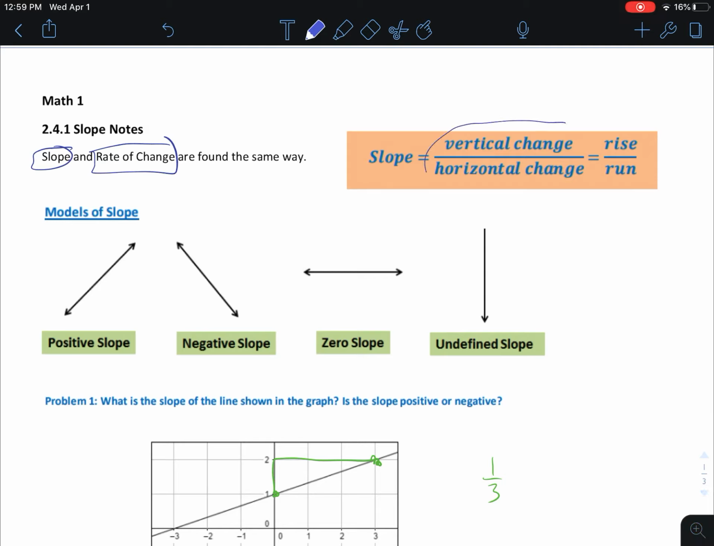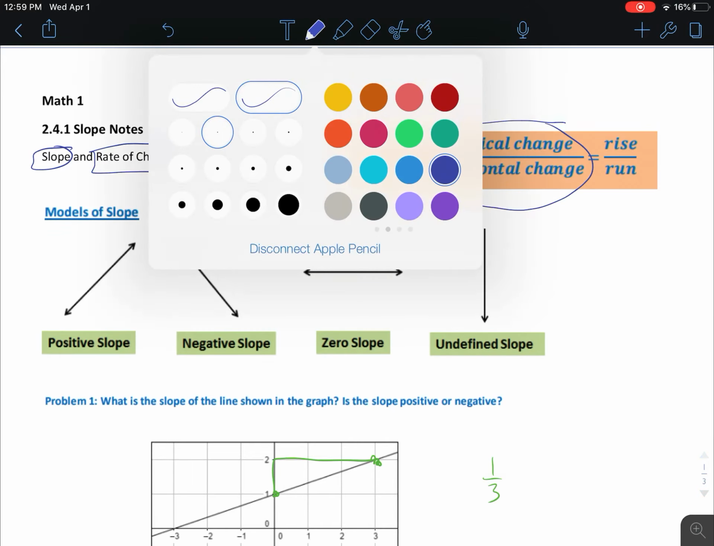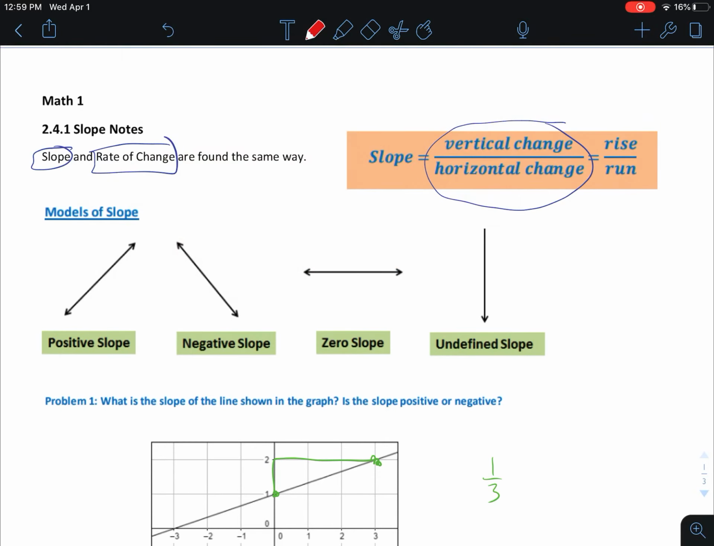So what it is, is the vertical change over horizontal change. That's the fancy way of saying it. The way you're used to seeing it is probably rise over run. If you have a graph and you can count the rise, that's the vertical change. If you count the run, that's the horizontal change. You just divide them, you get the slope.